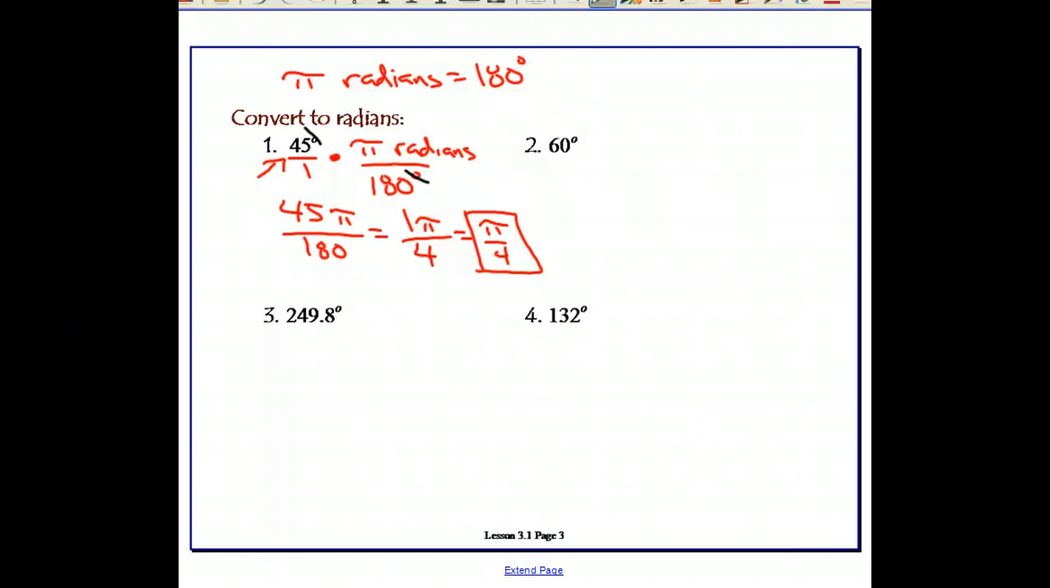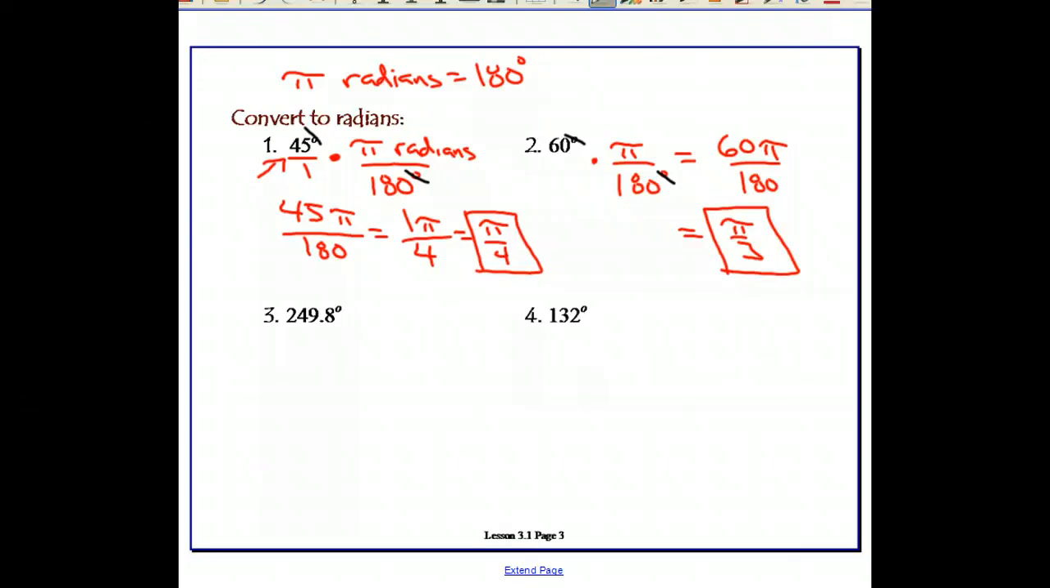Let's try it again. 60 degrees. Same conversion factor. Pi over 180 degrees. Oh, look at that. I got to remember that degree unit. The degree unit cancels out. And I get 60 pi over 180. Reduced by 60s. And I get pi thirds. And pi is just a little more than 3, so I get just 3 over 3, or about 1, slightly more than 1 radian. So 60 degrees is a little bit bigger than 1 radian.